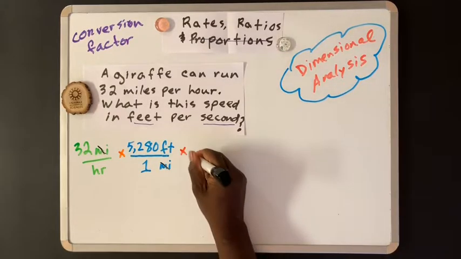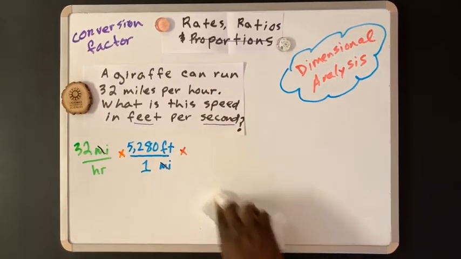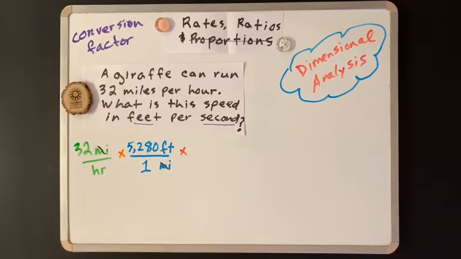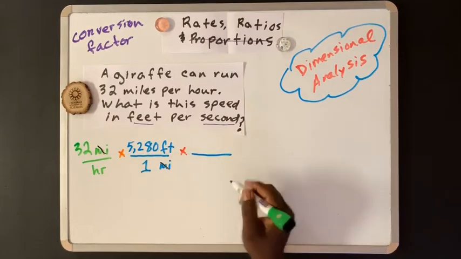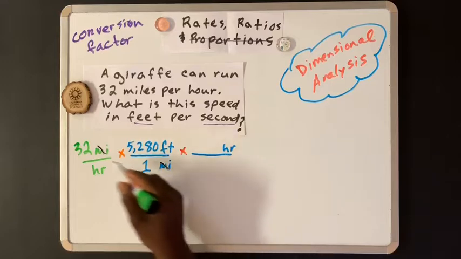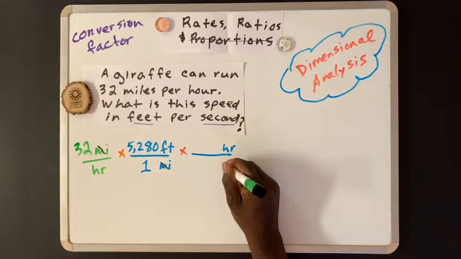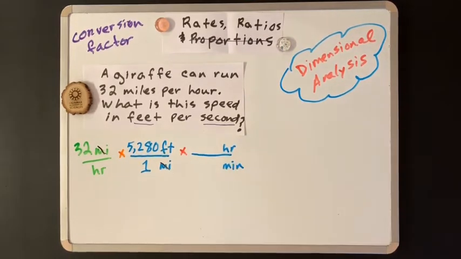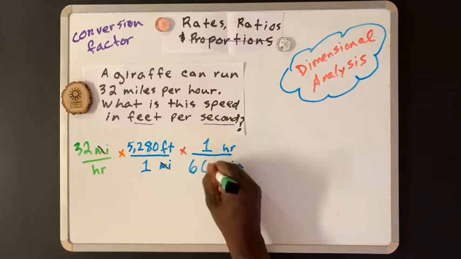So, let's see here. I'm going to draw my line here. And we're going, in this case, from hours. Hours is here, then it has to go here to cross out. Miles divided by miles is 1. Hours divided by hours is 1. And we're going from hours to minutes. So 1 hour has what? 60 minutes.